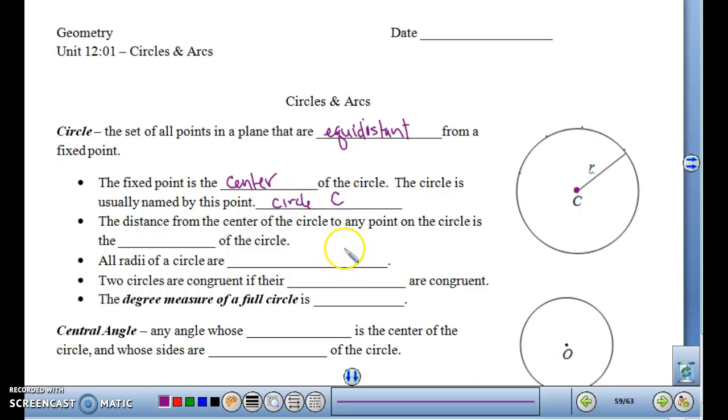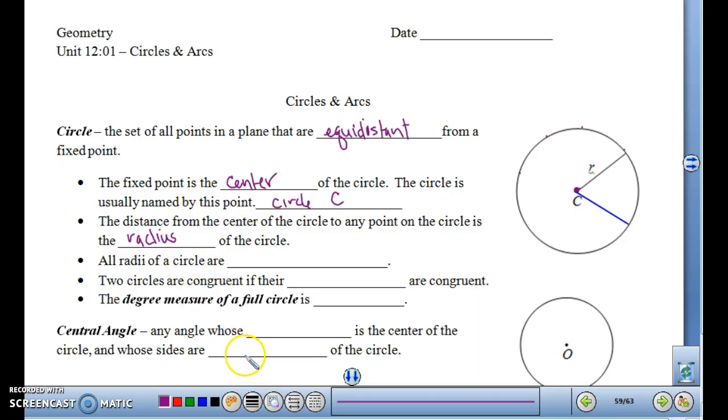A lot of times circles are named by O as the center. So this could also be circle O, if O was the center point. So the distance from the center of the circle to any point on the circle, here to here, I could draw another one here to here, any value like that I draw, I am actually drawing the radius. It's the distance from the center of the circle to any point.